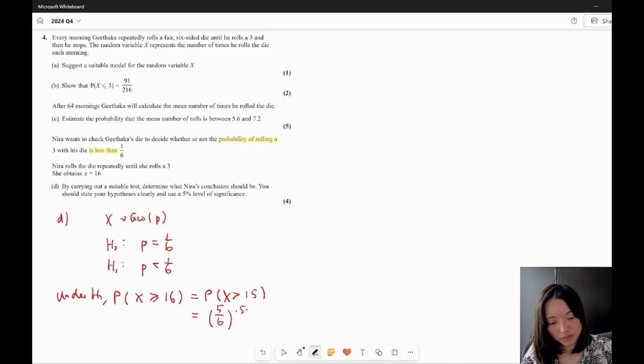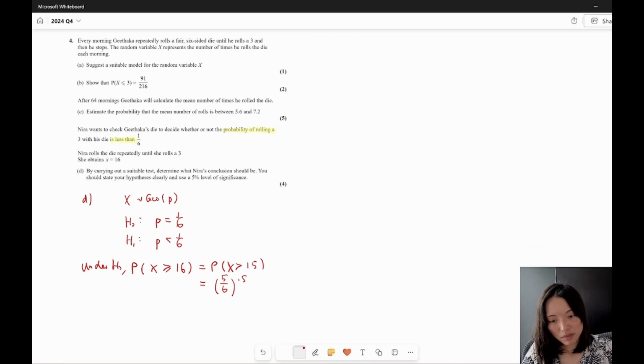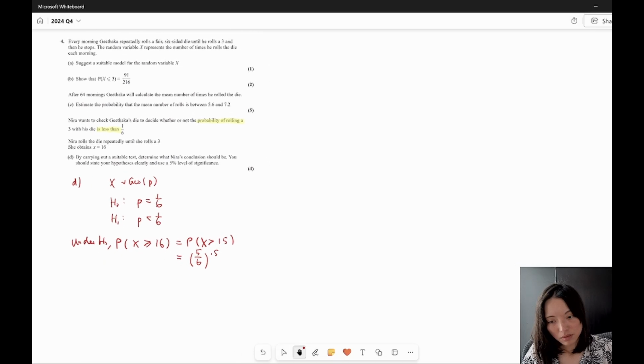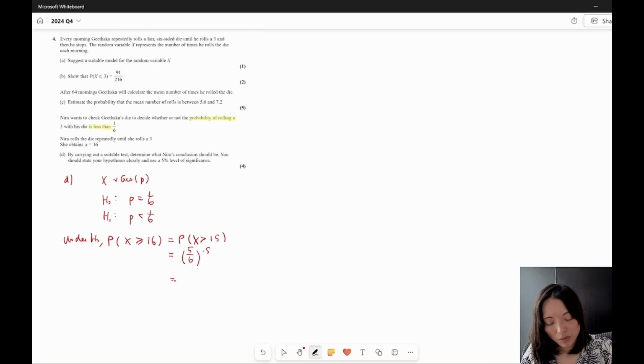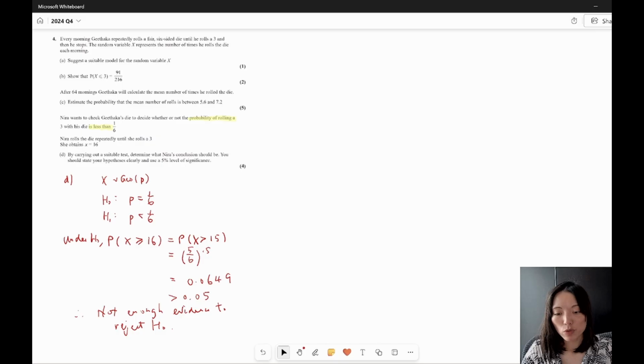which equals 0.0649. And this is greater than 5%. Therefore, there's not enough evidence to reject H0, which means that there is not enough evidence to reject the assumption that the dice is a fair dice.